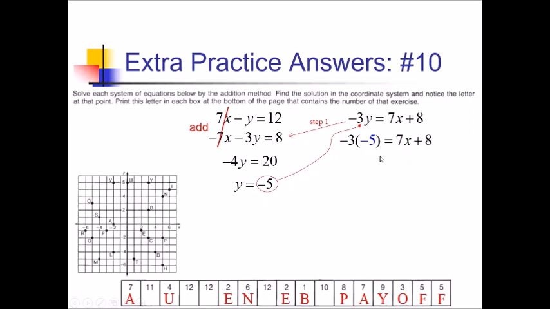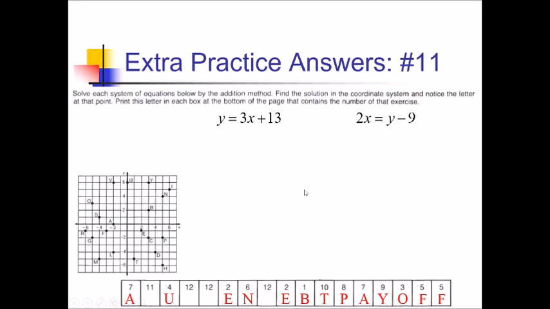So that's 15 equals 7x plus 8. Subtracting 8 from both sides, we have 7 equals 7x. So that means x must equal 1. So that's going to be the solution point 1 comma negative 5. And over 1 down 5, that's going to be a t going in the 10 spot. And there's only one of those, so right there.